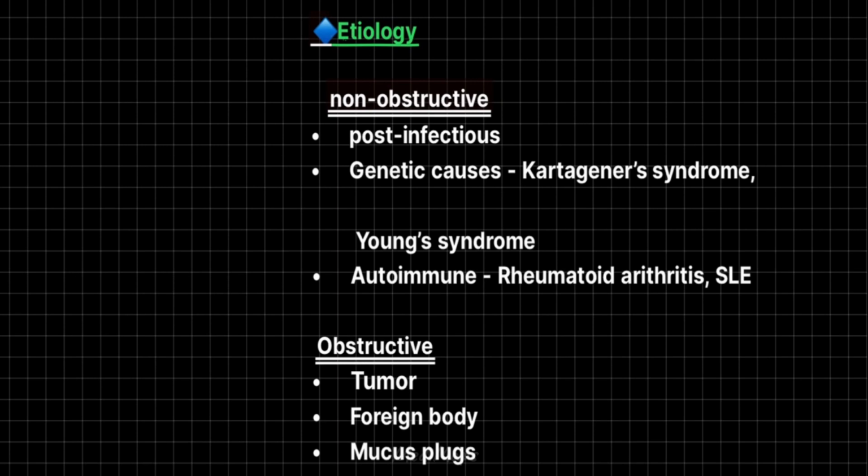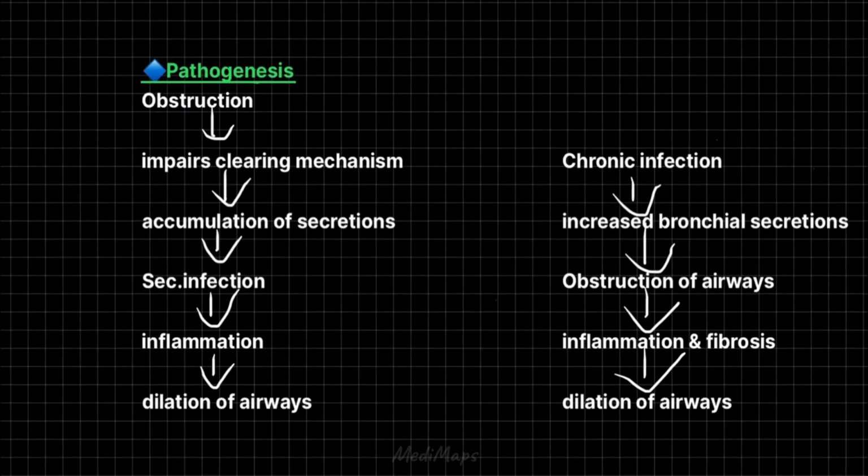Now we have the next subset of causes, that is obstructive causes. Any kind of tumor, foreign body or mucus plugs can lead to obstructive bronchiectasis. Now let's move on to the pathogenesis of bronchiectasis. The pathogenesis of bronchiectasis can be dealt with in two pathways. That is the pathway coming from obstruction and the other one which starts from chronic infection.